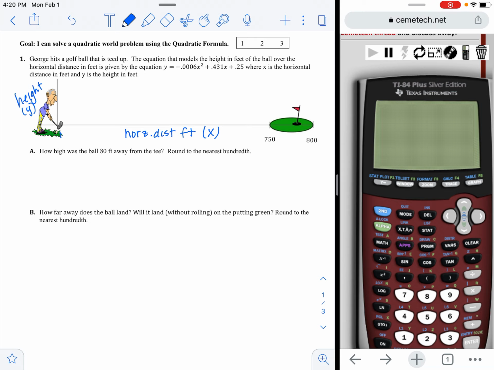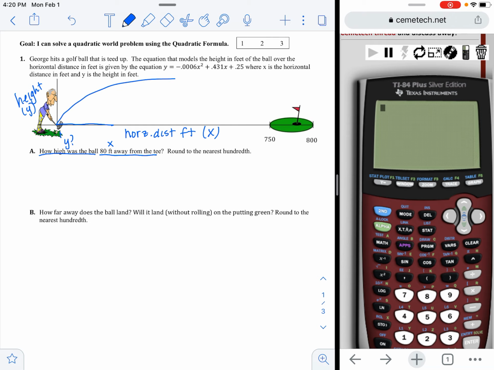Okay, so I need to know, was I given x in solving for y, or was I given y in solving for x? That's what I have to figure out first. It says how high was the ball. That's the height. I'm looking for y, right? When the ball is 80 feet from the tee, that is x. That's the horizontal distance. It's 80 feet from there, right?